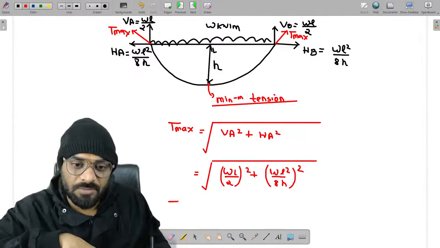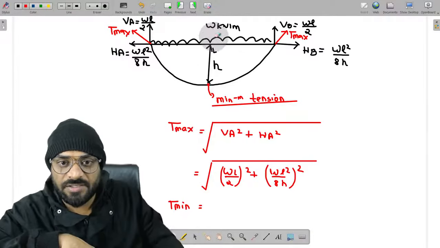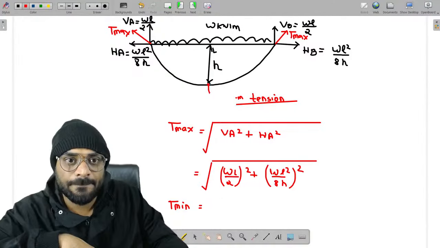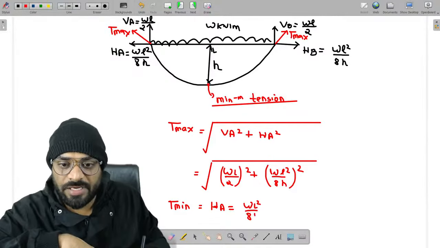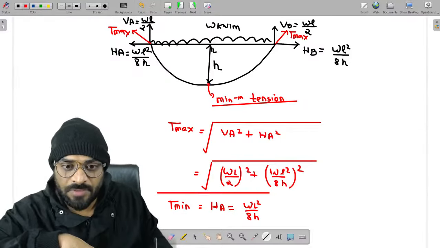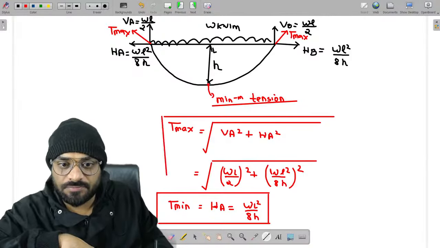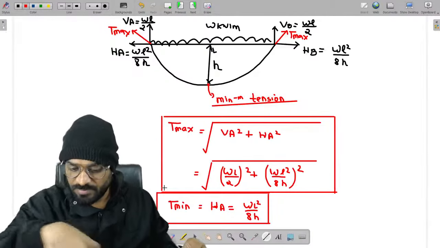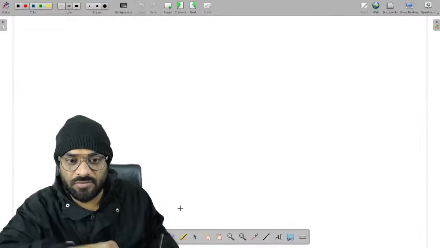What is the value of T minimum? T minimum is equal to HA itself. Kindly consider, if you break the structure from the center, right, then T minimum will be equal to HA itself, and it is equal to WL square by 8H. Please remember these values. This is T minimum and this is T max. Okay guys.